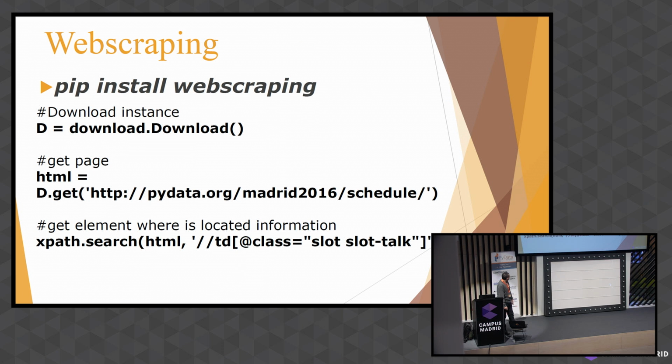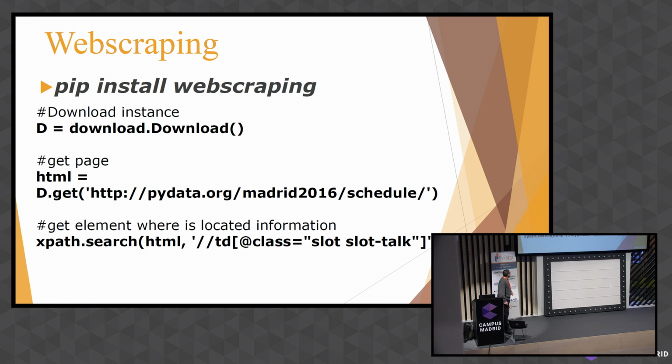Well, another of the modules that we have in Python is WebScraping. WebScraping is similar to Beautiful Soup, but with Beautiful Soup, we have to use requests or urllib for making the request. With this library, we don't need to use requests. When we use the download instance with the get method, we obtain the request, and we don't need to use the request module.